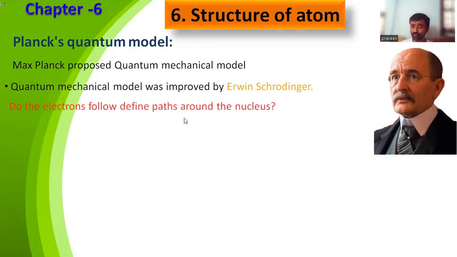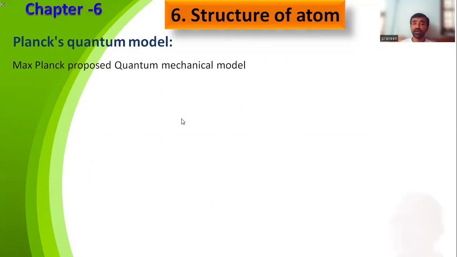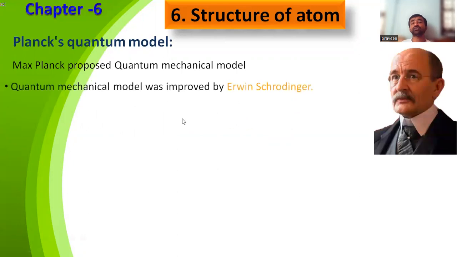Here, further, it was improved by another scientist, Erwin Schrödinger. Max Planck proposed a quantum mechanical model, but later on it was further improved by Erwin Schrödinger, right? So it helped us to understand the spectrum. The spectrum is also described with the help of electrons, depending on the arrangement of electrons, right?